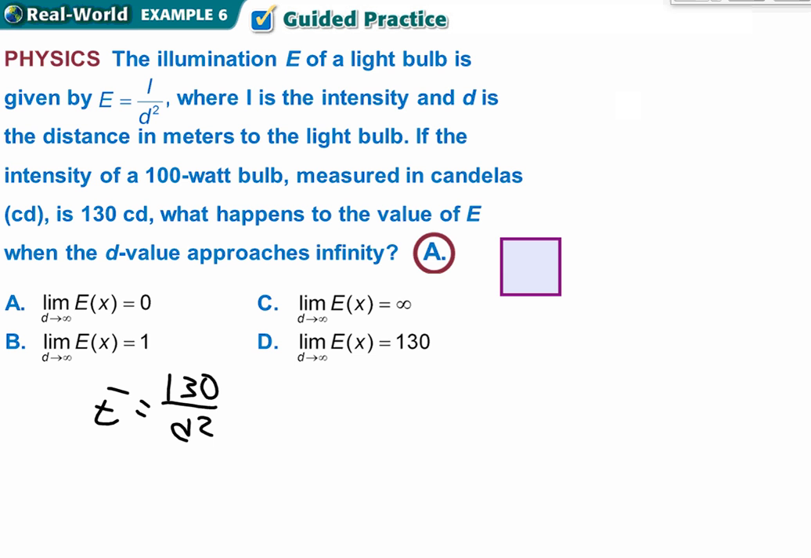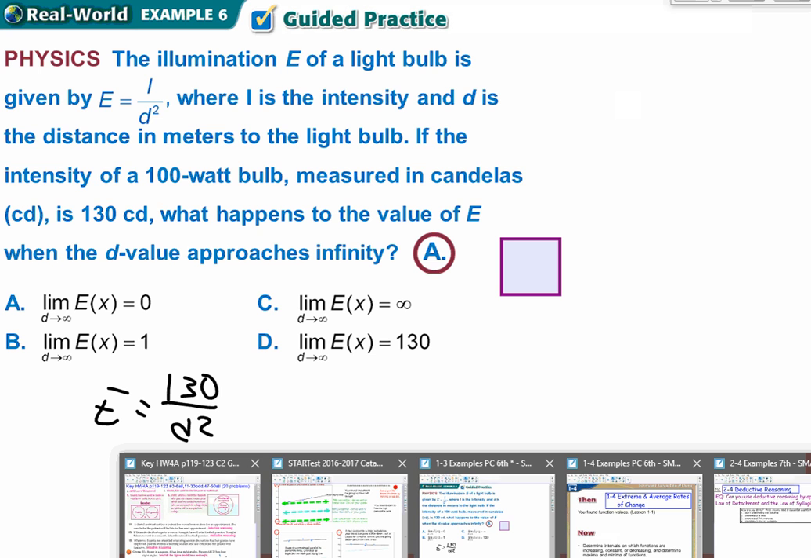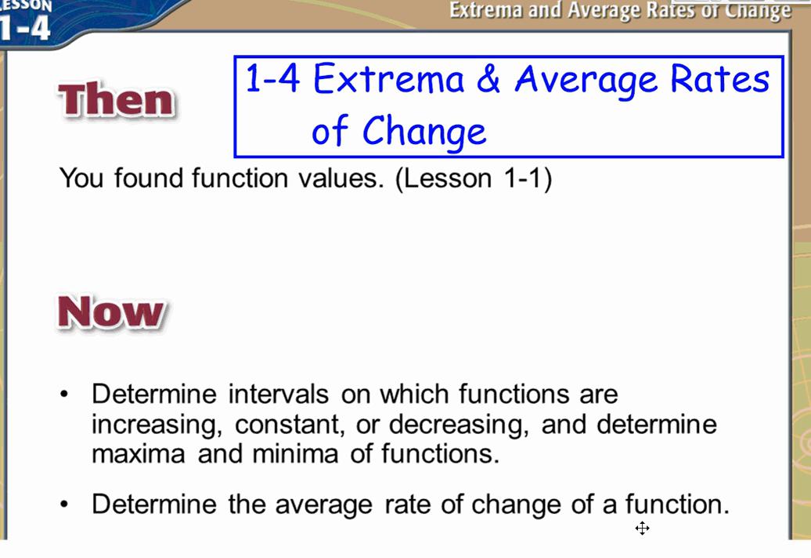I do want to move on to extrema and rates of change. And so this is 1.4, extrema and average rates of change.